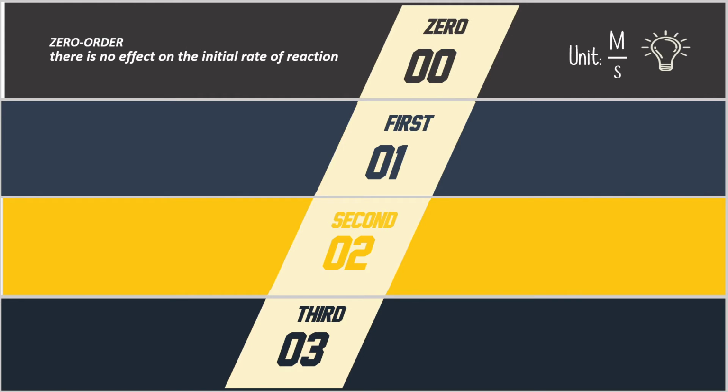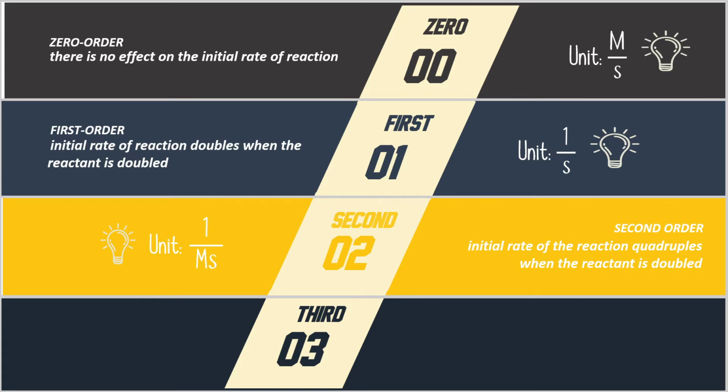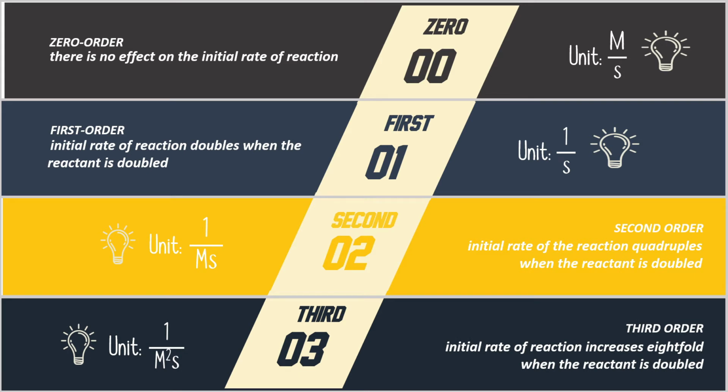When it is zero order, there is no effect on the initial rate of reaction. So any change in concentration, however big or small, would not affect the rate. On the first order, the initial rate of reaction doubles when the reactant is doubled. So any change done to the concentration would have a direct proportionality to the change in rate. Second order, the initial rate of reaction quadruples when the reactant is doubled. And the third order, wherein the initial rate of the reaction increases eightfold when the reactant is doubled.